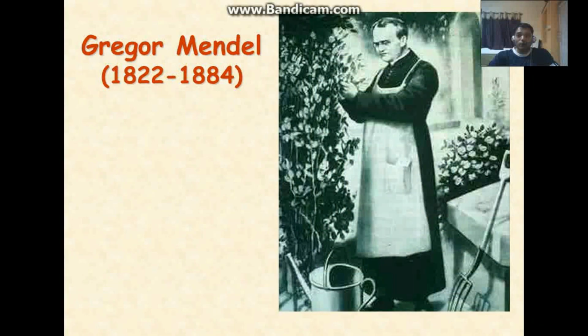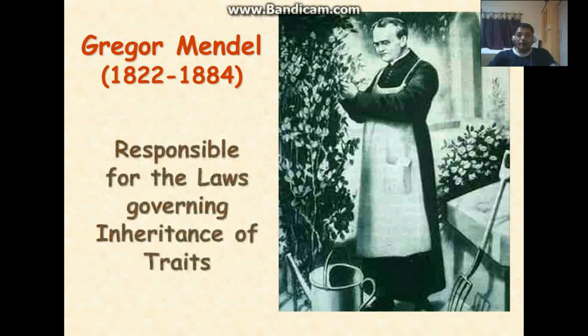Hi, today I'm going to talk about Mendelian genetics. Gregor Mendel, who lived from 1822 to 1884, is considered to be the father of Mendelian genetics. He was the one who is responsible for the laws governing inheritance of traits.